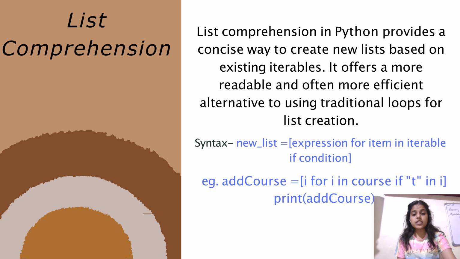Now further we move to list comprehension, and it is very much useful. So what is a list comprehension? A list comprehension is a concise way to create a new list from an existing one. Example, if you want to create a list from the courses that contains the letter T, you can simply write the code in just one line, and you can get a separate list which has the courses that have only the letter T in it.